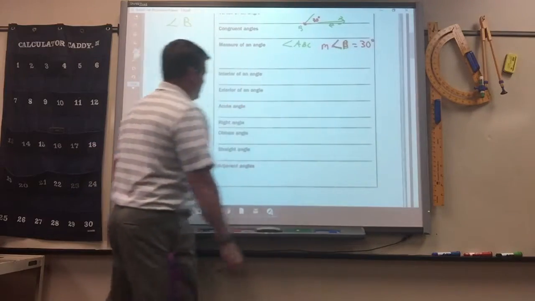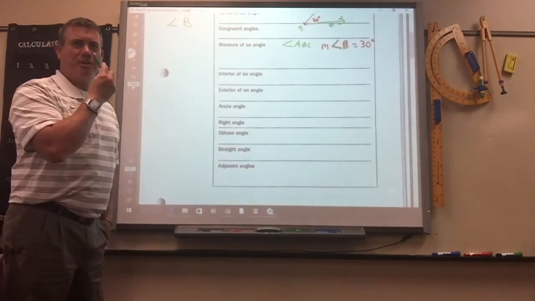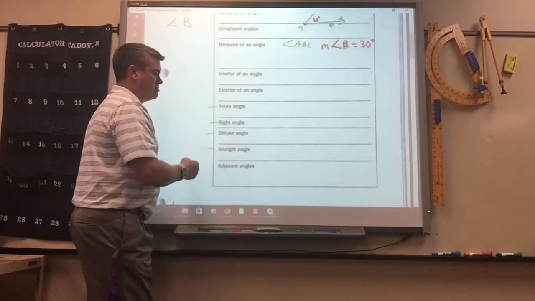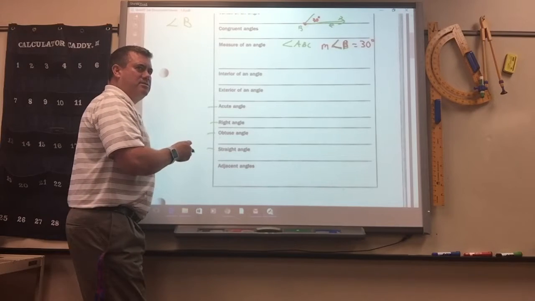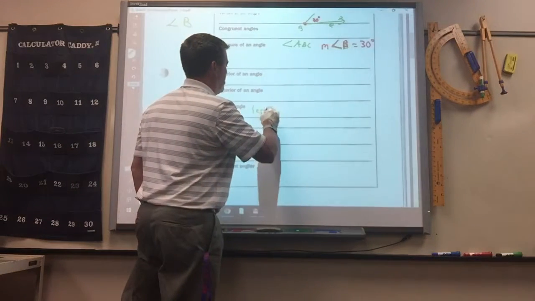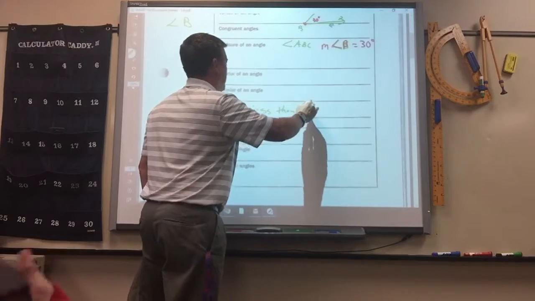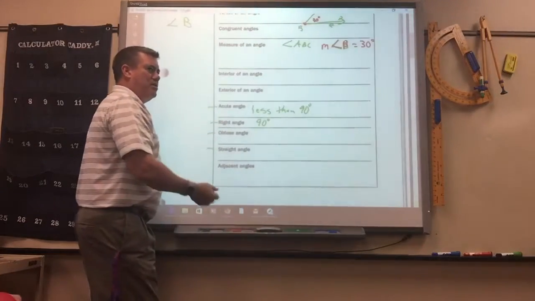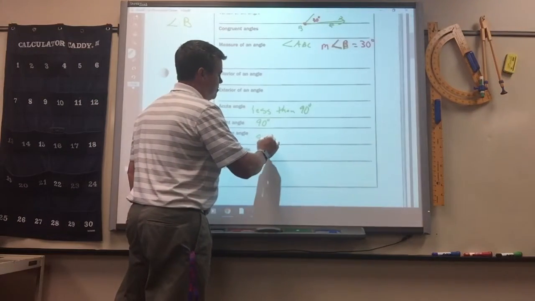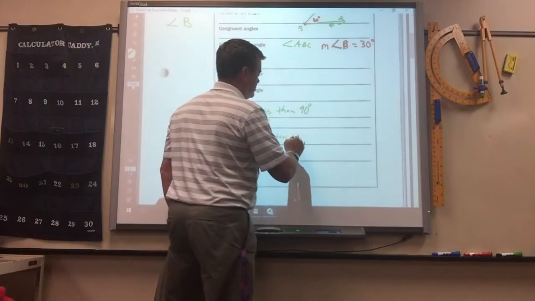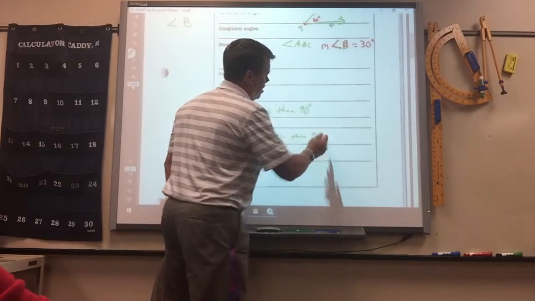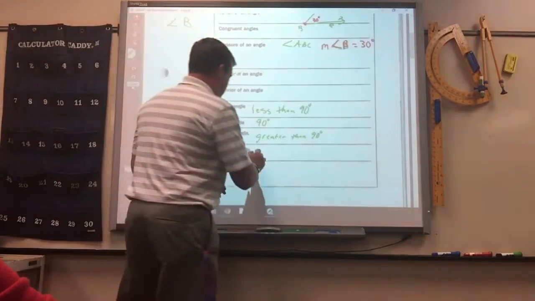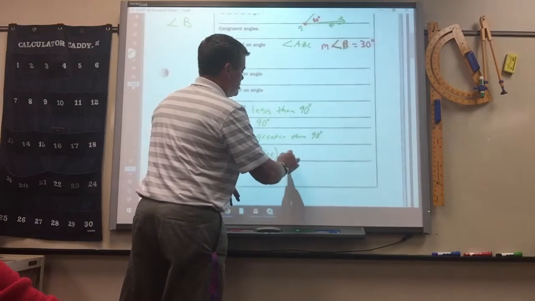These have been since 8th grade, so you've probably done these. Acute, right, obtuse, straight. An acute angle is less than 90 degrees. A right angle is 90. An obtuse angle is greater than 90, and it's actually also less than 180. But a straight angle? 180. A straight angle is a line. It's 180 degrees.